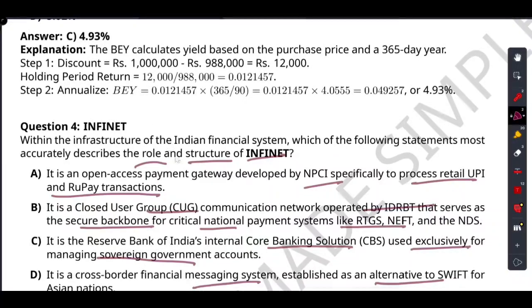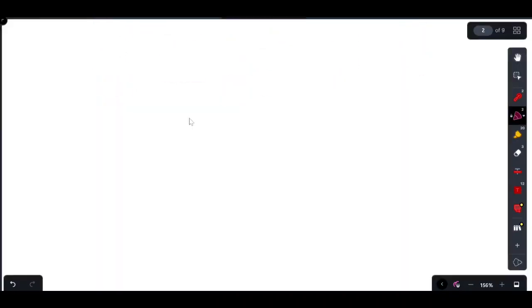These are the four options provided. Now let me break it down in layman's terms. Think of the regular internet as a massive public highway. Anyone can drive on it: you, me, businesses, and unfortunately, even hackers and thieves.